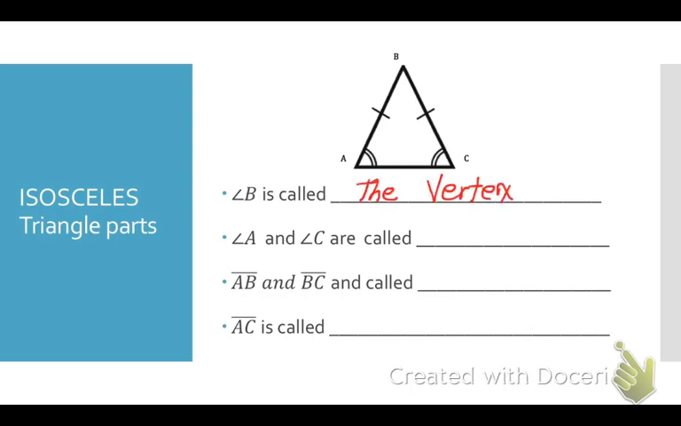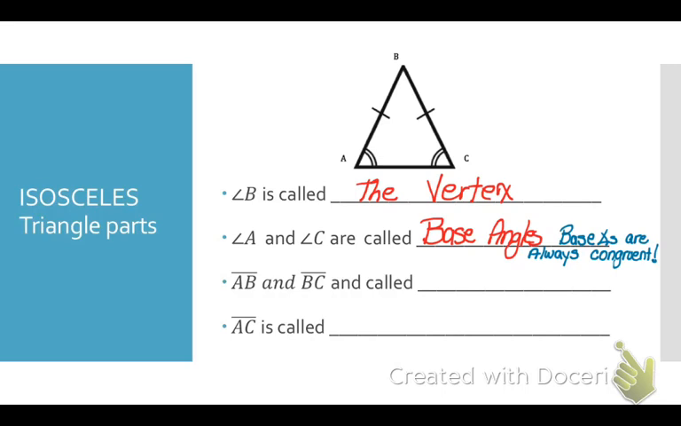The angles opposite those two congruent sides, angle A and angle C, are called the base angles. And heads up, I need you to write this down and memorize it. This is the base angles theorem. It says base angles are always congruent in an isosceles triangle.